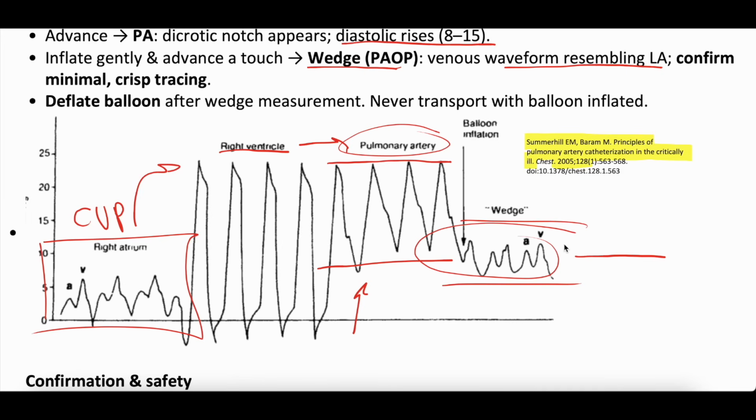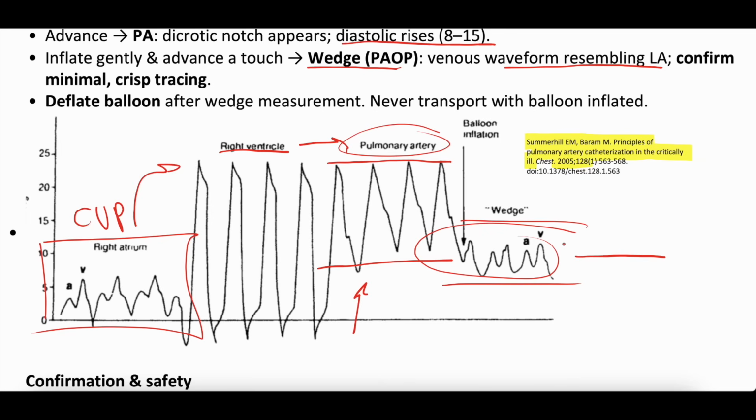And when you wedge, you want to stop, right? That means you're wedged. You don't want to keep pushing. You keep pushing, you could rupture a pulmonary artery. So this is when you're wedged. Record all your numbers, deflate that balloon. Never pull the pulmonary artery catheter back with the balloon inflated.